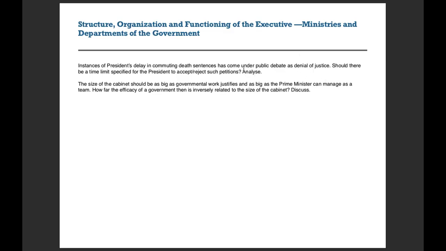Each and every topic in this syllabus needs to be thoroughly understood, so that if the fundamental knowledge is clear, you can answer such types of questions. Again, it is about the cabinet, the role of the prime minister, and how government efficiency is related to the size of the cabinet.